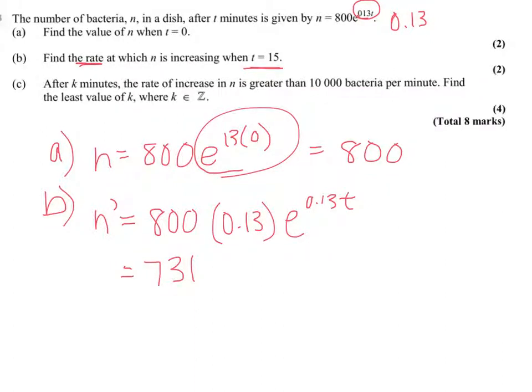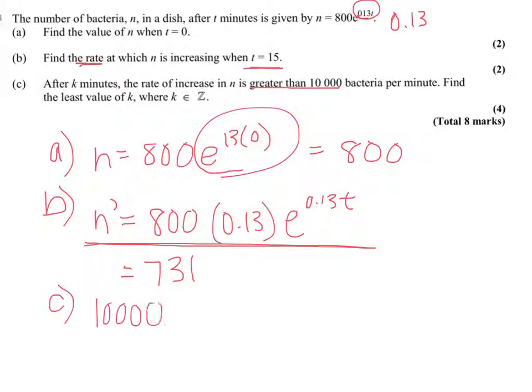Okay, and then for the last part, part C, it says after k minutes, the rate of increase of n is greater than 10,000 bacteria per minute. So find the least value of k. And so we still use this equation right here, but we set it to be greater than 10,000. So 10,000 is less than 800 times 0.13 times e to the 0.13t.